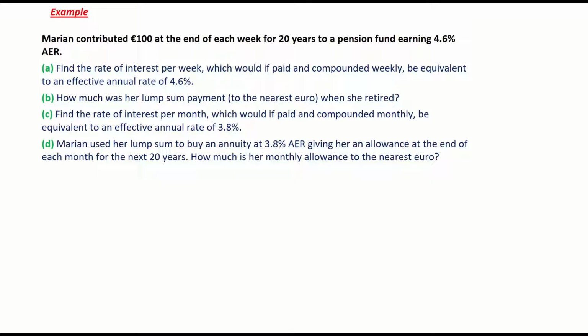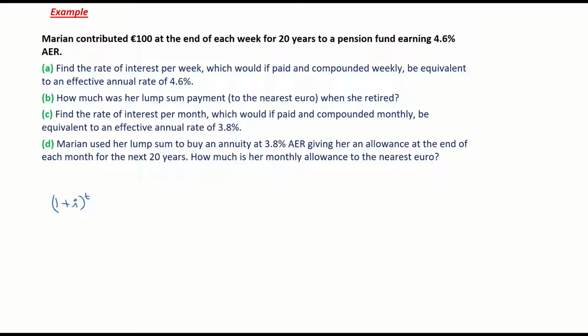A is they've given us a yearly rate, which is 4.6%. They want us to find what's its equivalent interest rate per week. So in order to do this, we need to have a little bit of knowledge of our compound interest formula. So F is equal to P bracket 1 plus I to the power of T. Now, I only need the 1 plus I to the power of T part of it, because the amount of money is irrelevant when I'm looking at the interest rates.